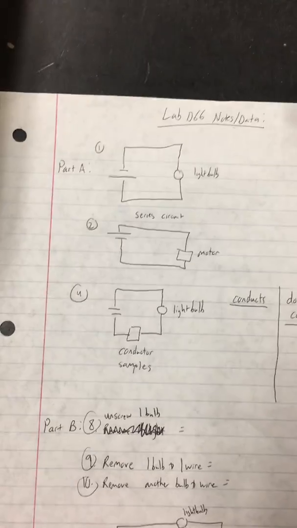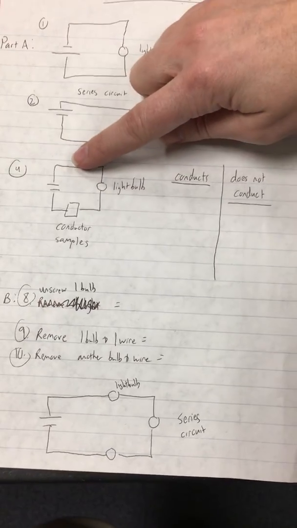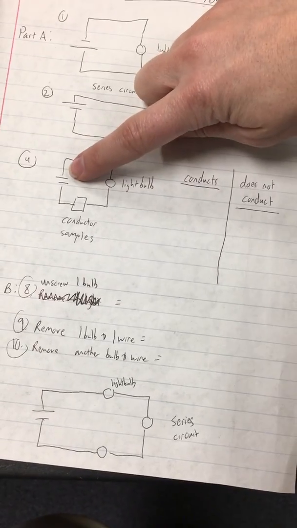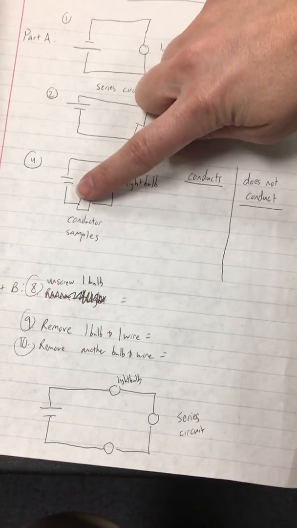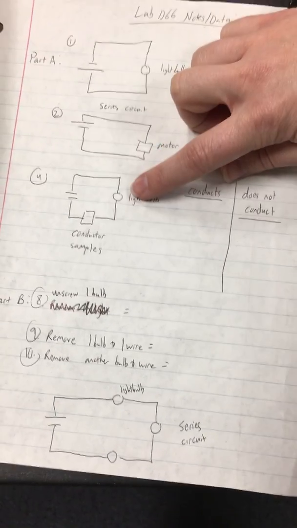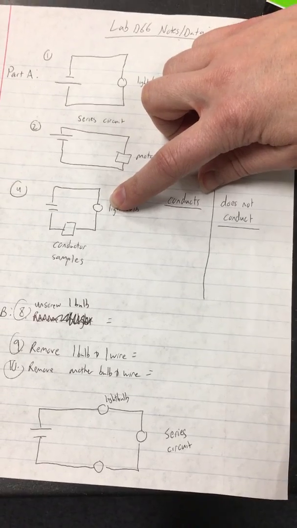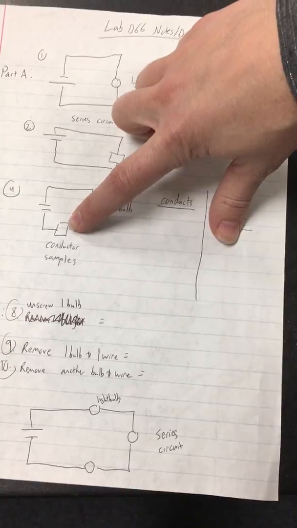Next, we're going to talk about conductors. In order to figure out which materials are conductors or do not conduct, we're going to place them into a series circuit. Just like the before picture, you have your battery and a light bulb, but this time we're going to connect each sample between the two wires and see if the sample is going to light up the light bulb, which means it's a conductor and electricity runs through it, or if the light bulb does not turn on, then it does not conduct electricity.